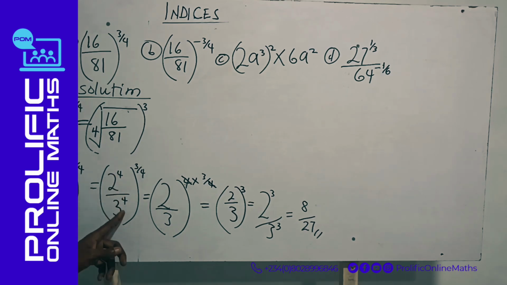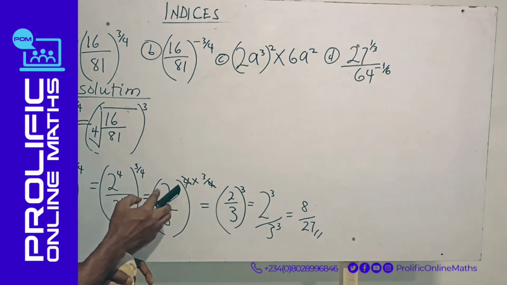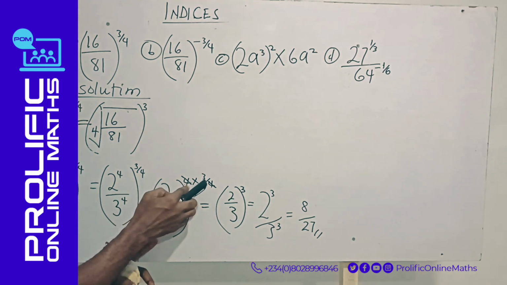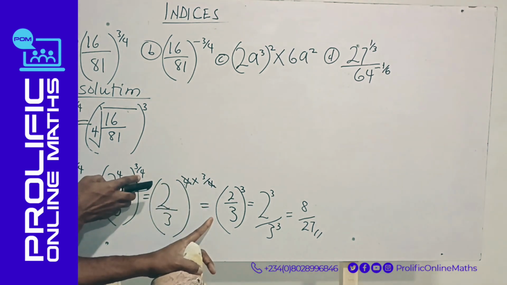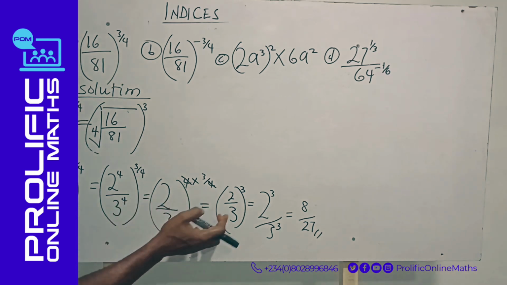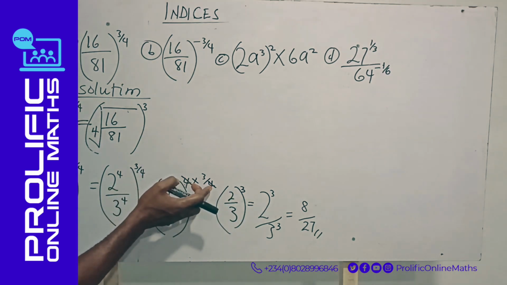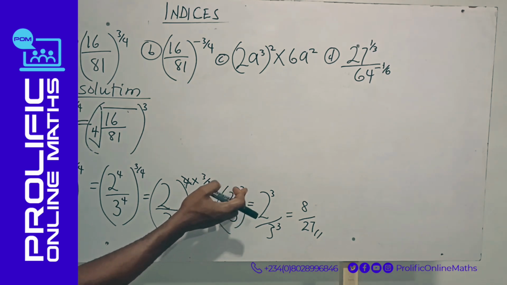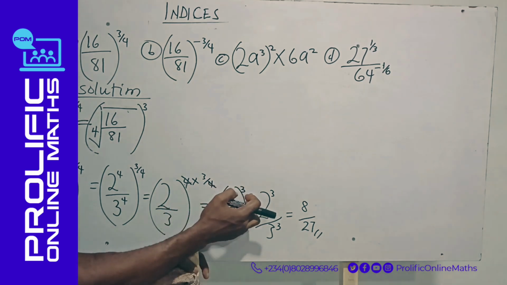So 4 and 4 are common, so we can factorize this 4 out of this fraction, and that will give us (2 over 3) close bracket, raised to power 4, multiplied by the power that we are having here before, which is 3 over 4. So 3 over 4, 4 cannot divide 4. 4 cancels 4, so we are left with 3. So this will give us 2 over 3 raised to power 3.